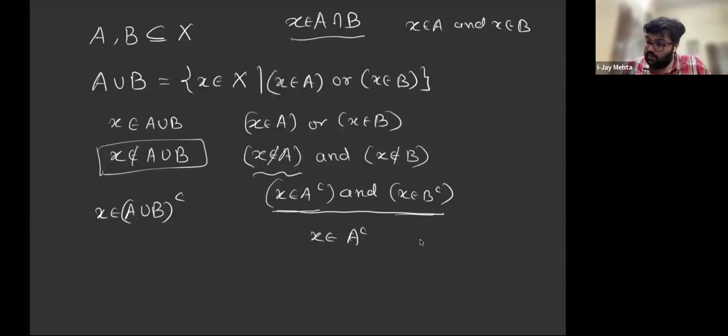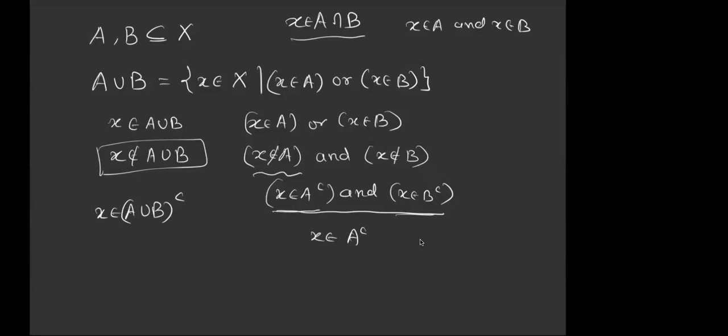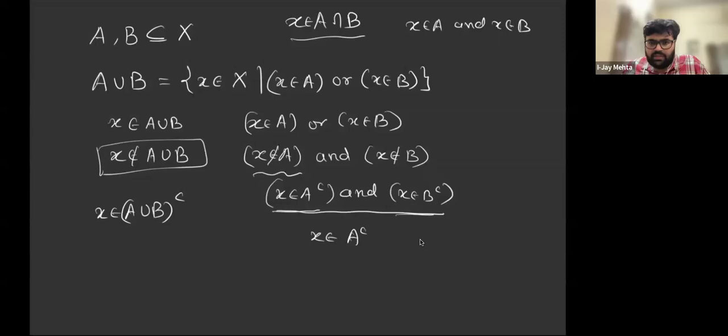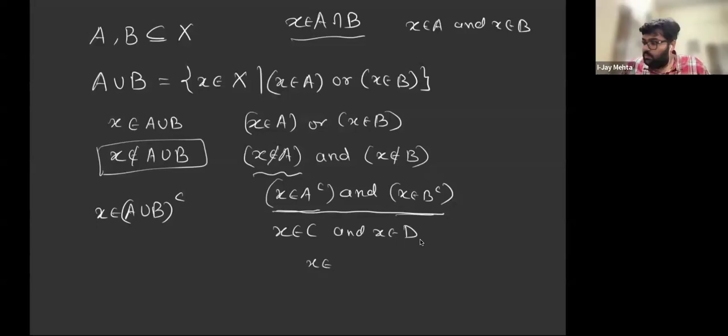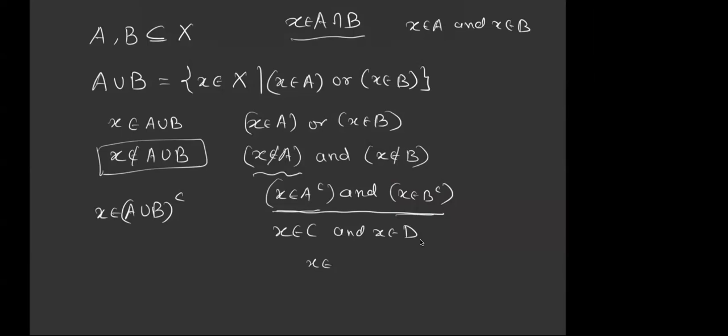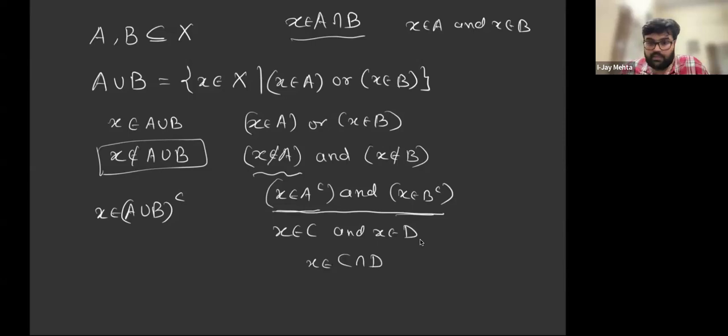Sonali? X in A intersection B complement. How did we get that? Okay, tell me this. X is in C and X is in D. Then what can you say? Where is X? There are two sets, C and D. If I say X is in C and X is in D, then where is X? Can I say it is in the intersection? C intersection D. Yeah, C intersection D.